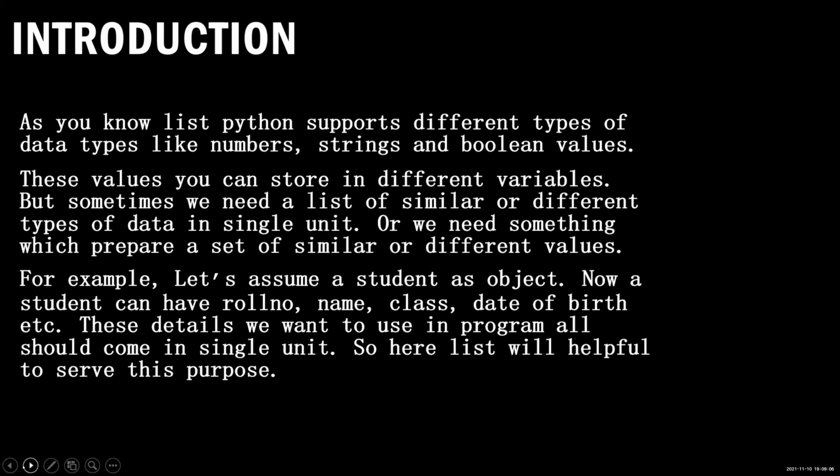Here is an example. Let's assume a student as an object. Now a student can have roll number, name, class, date of birth, etc. These details we want to use in a program in a single unit. So this will be helpful.